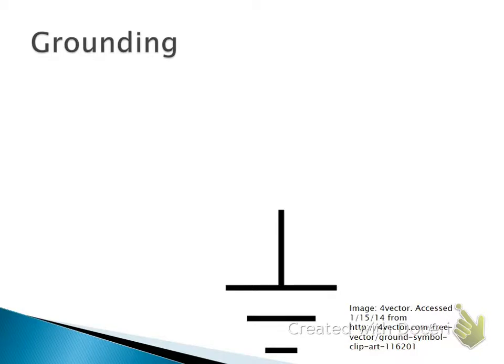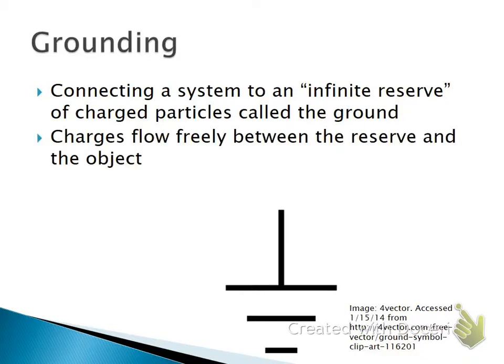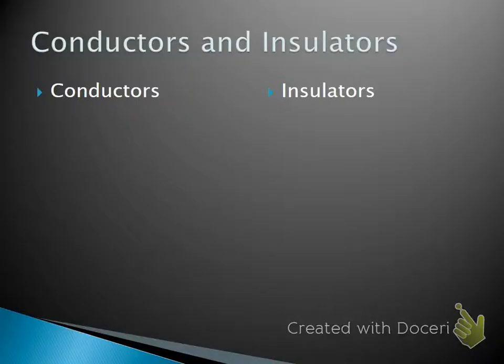There's grounding. Grounding has a symbol that looks like a vertical line downward, a wire going downward to 3 parallel lines decreasing in size as you go down. Essentially, it's connecting to an infinite reserve of charged particles called the ground. In reality, the Earth does not have an infinite amount of particles, but it's close enough. Charges can freely flow between the reserve and the object, and they always try to reach equilibrium, this nice balance. It can either be used to charge or discharge an object.